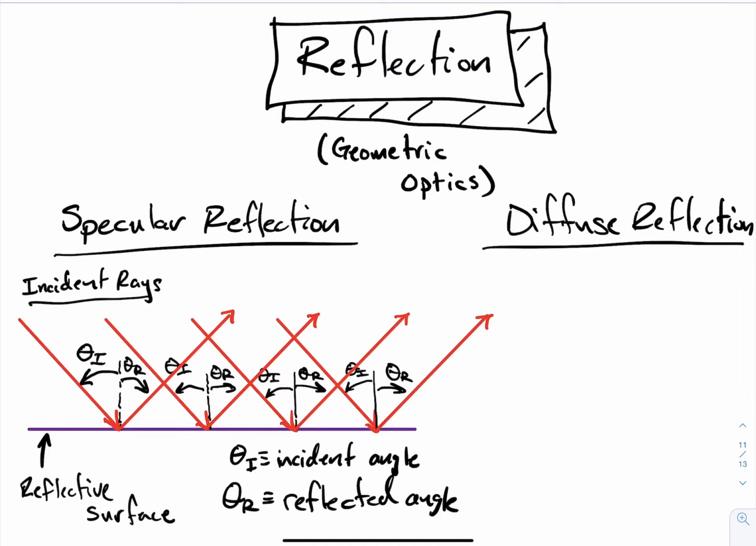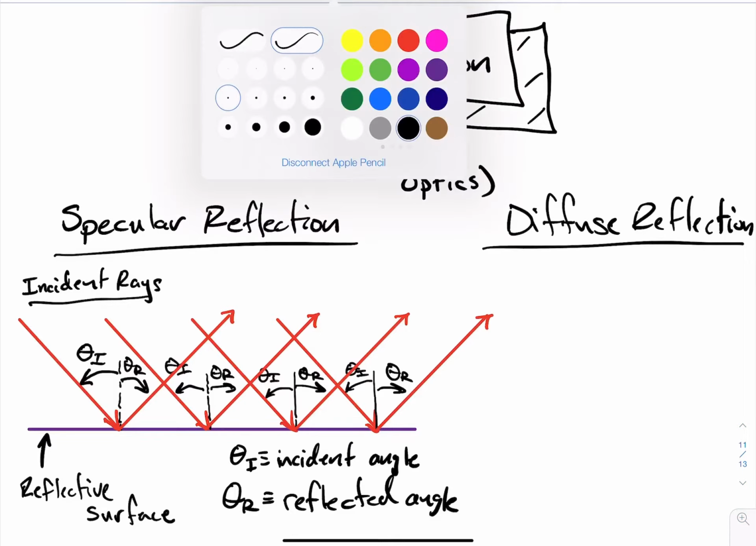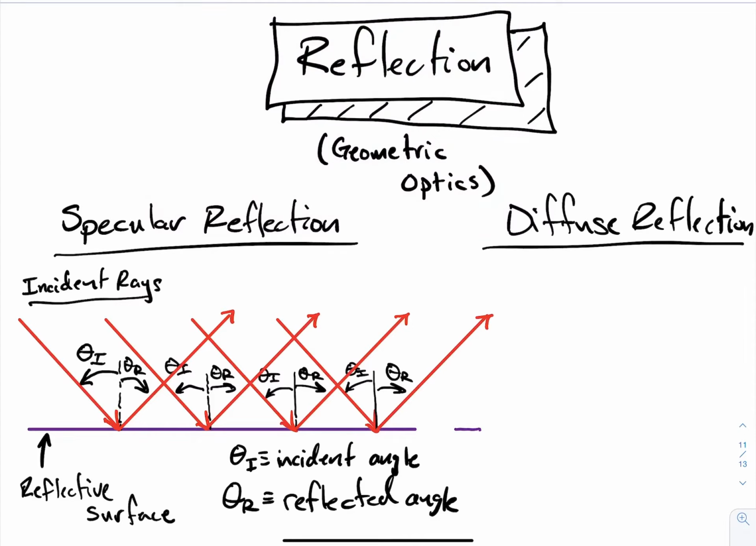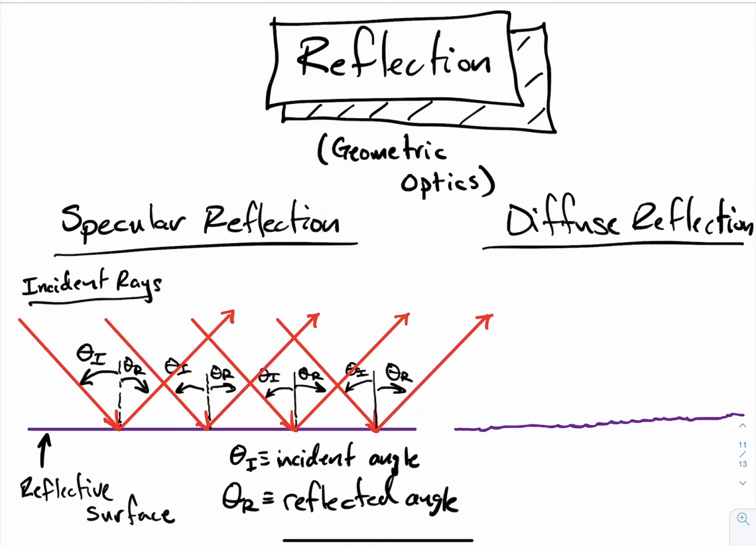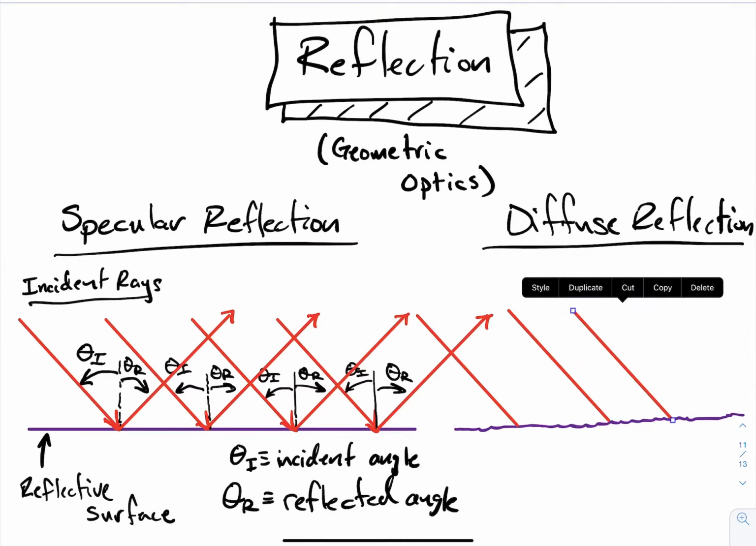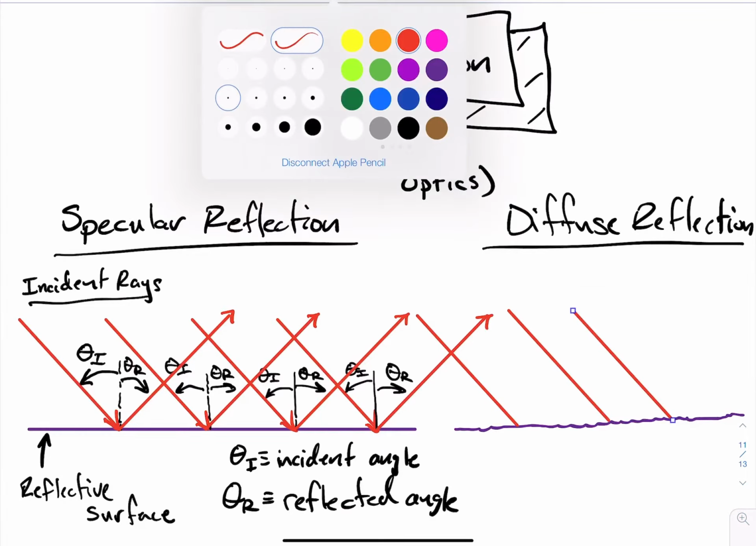Now I'll go a little quicker for diffuse reflection. Diffuse reflection is similar to specular in the sense that all these rays will be reflected, except now the rays will be reflected in all different directions. So I'll go ahead and make a few incident rays here. And 3 should be enough. And so we can go ahead and draw in the normal to the surface.